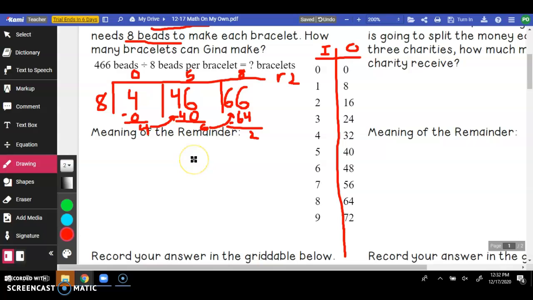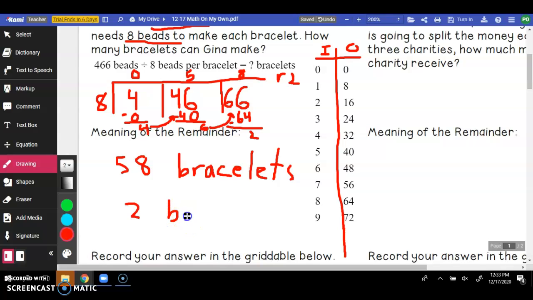But now, what is the meaning of the remainder? So, let's think. 58 was going to be my answer. So I have 58 bracelets, but my remainder is always part of my total that I was trying to break apart. So I have 52 bracelets. I'm sorry, not 52. 58 bracelets. And 2 is how many beads I have left over. I still have 2 beads left over.